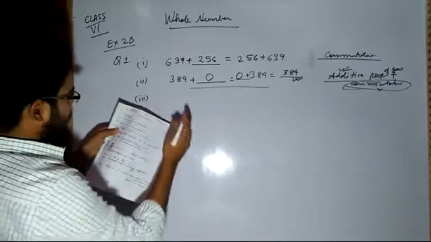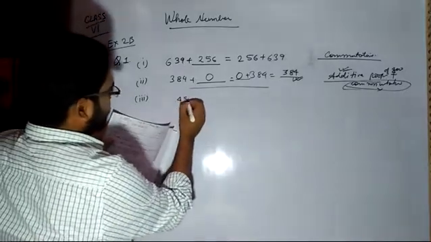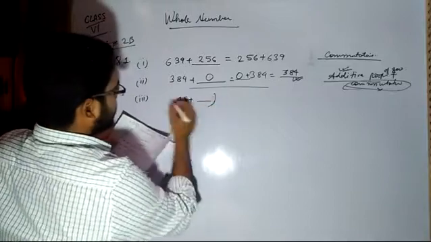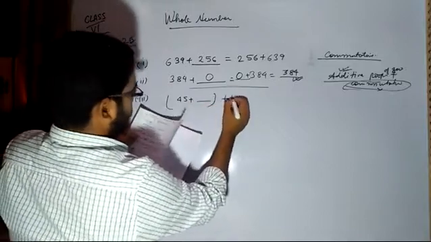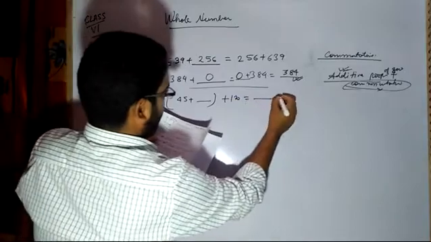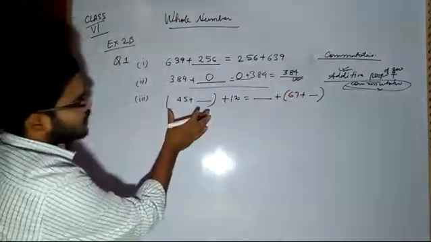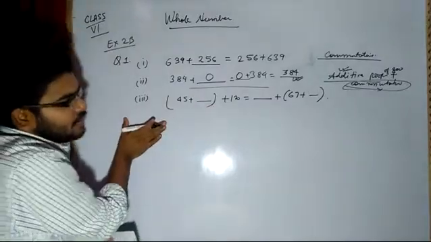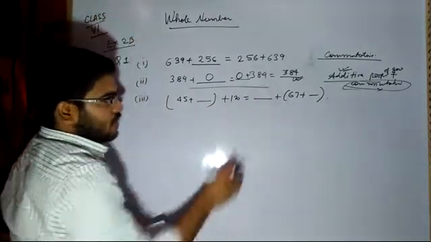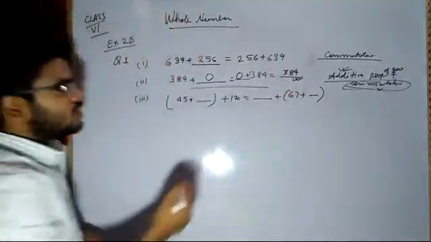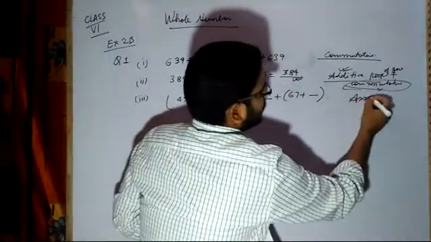says 445 plus 45 plus blank plus 120 equals blank plus 67 plus blank. Now don't you see, the first two terms are kept aside and the third term is left; the first term is left and the last two terms are brought together. So this shows the associative property.